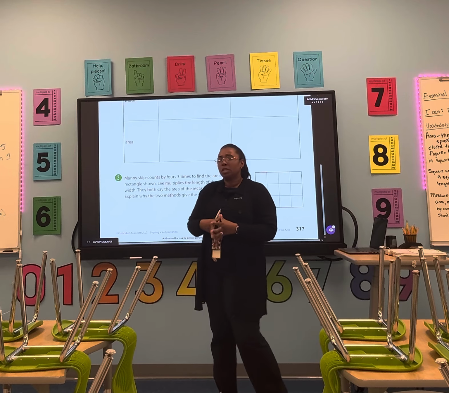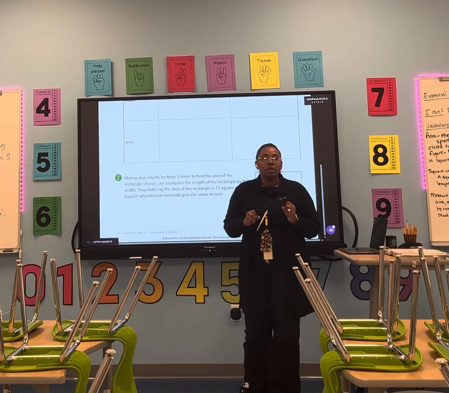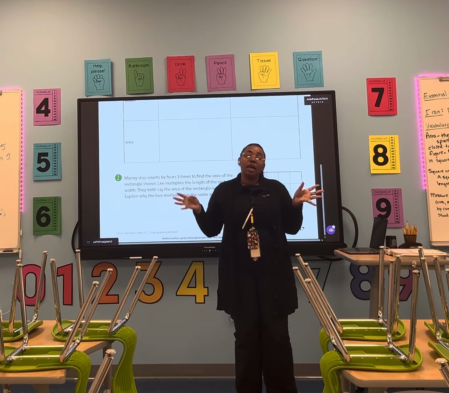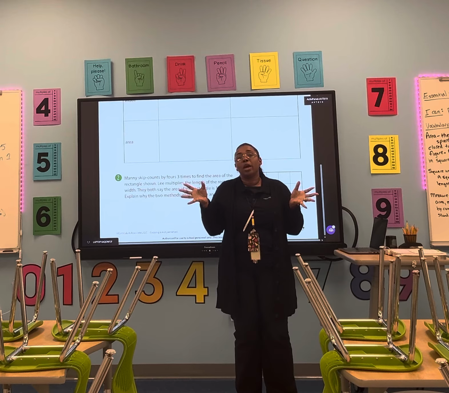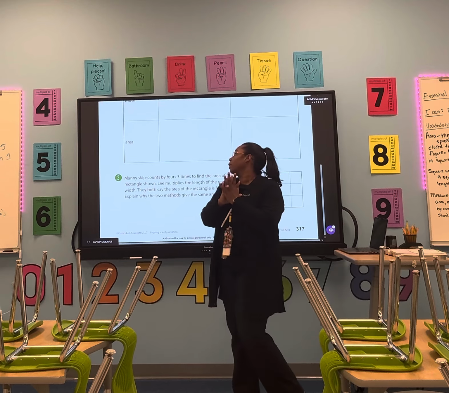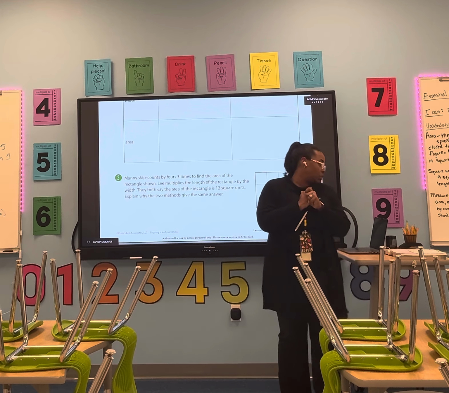So today was just a beginning lesson of that, so we didn't get into much multiplication. They were more so just explaining how the multiplication and the counting of squares can connect, and you will still get the same area. So we're going to go ahead and get into it. Our homework today begins on page 317.